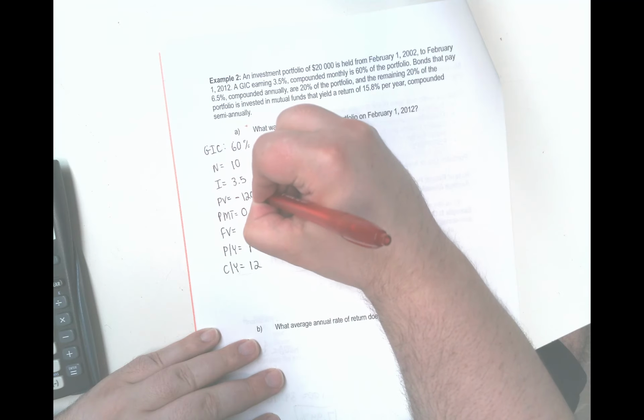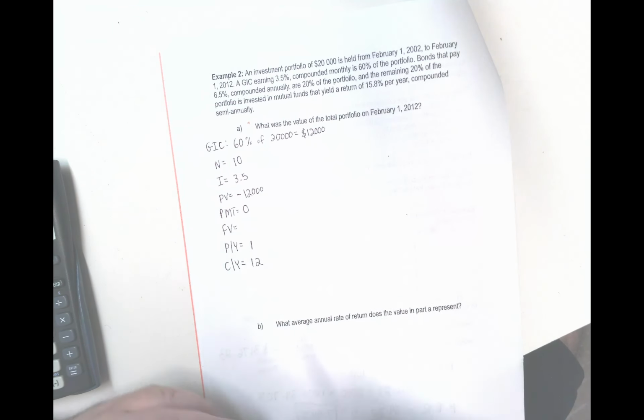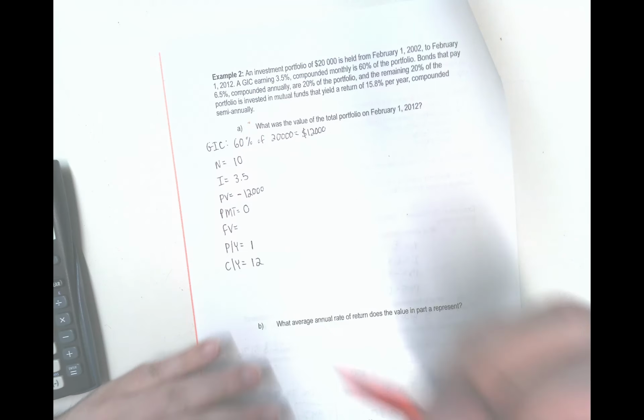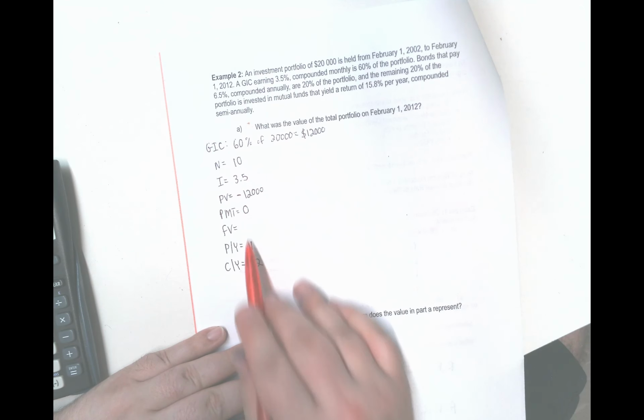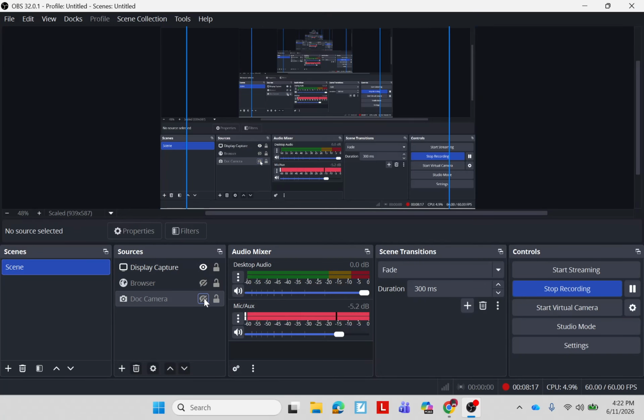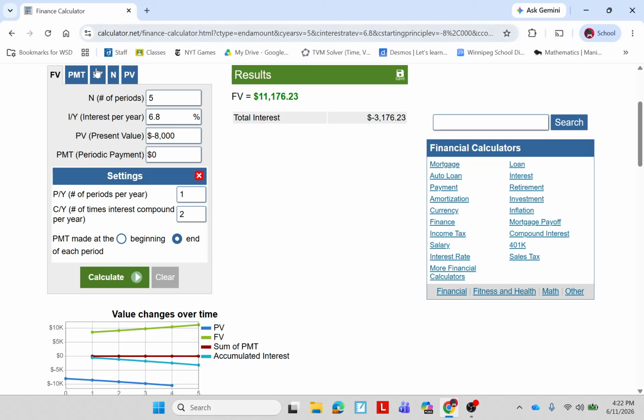And again, because we are putting that money into something, we're giving it to our investor, that's going to be a negative. Okay, so these are my things that are going to go in the financial calculator, and we're going to solve for the future value. Now I'm going to switch over here. We'll enter those numbers in.